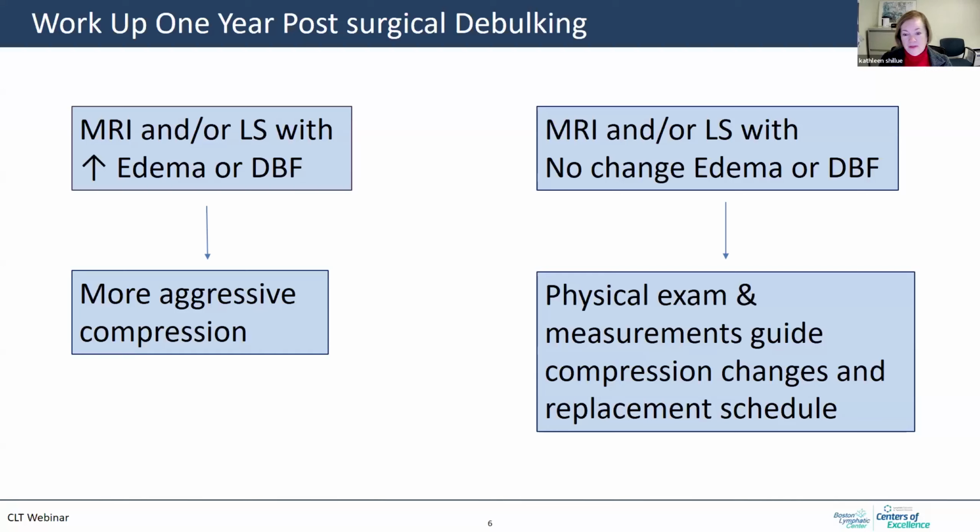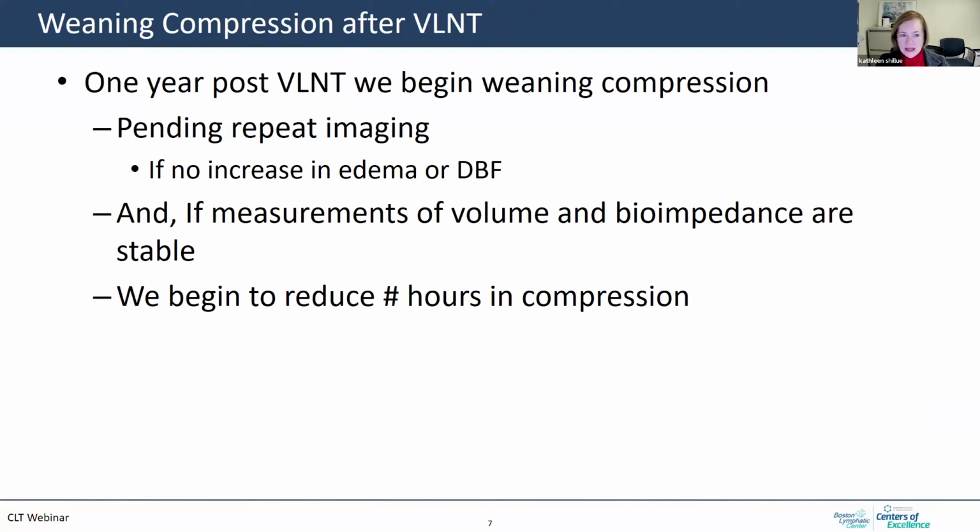So we're using our physical exam, our measurements, volume difference, lymphoscintigraphy, bioimpedance, and the amount of pitting edema somebody has, but also looking at the results of the MRI and the lymphoscintigraphy to help reinforce our decision. And it might be that we're being very aggressive based on what we find on the MRI. And then we also repeat the workup after patients have a physiologic procedure.